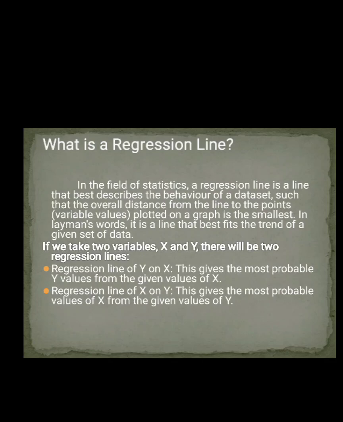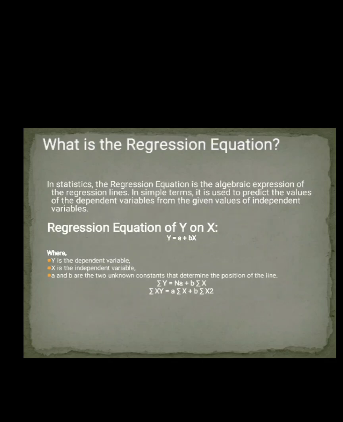What is a regression equation? In statistics, the regression equation is the algebraic expression of the regression lines. In simple terms, it is used to predict the values of the dependent variable from the given values of independent variables. Regression equation of y on x: y equals a plus bx. a and b are unknowns. We can determine them by the following equations.